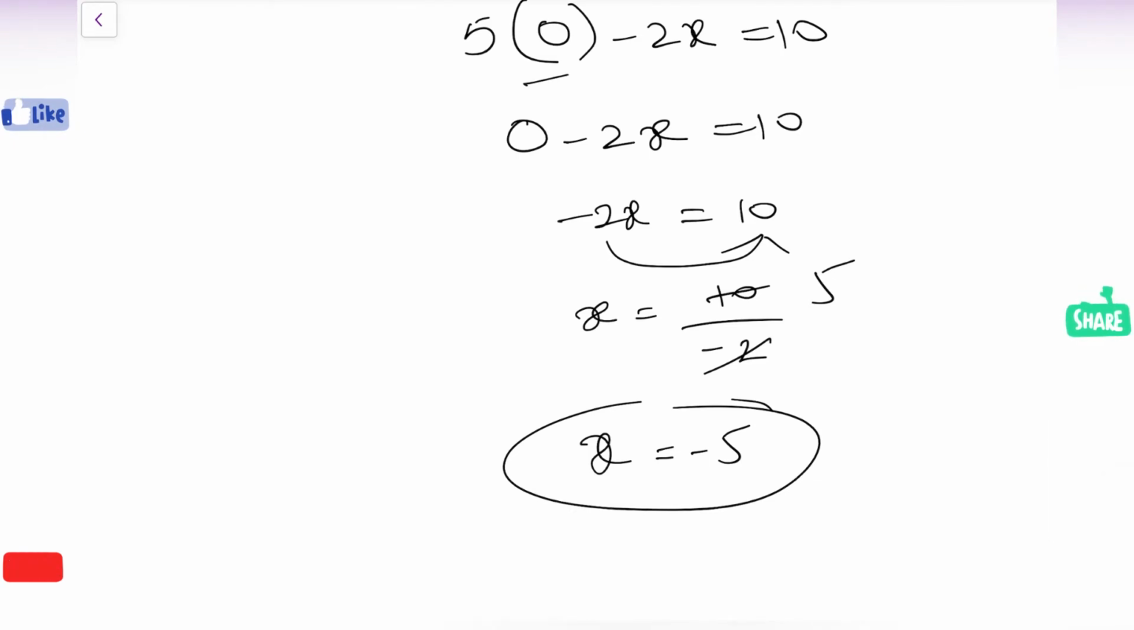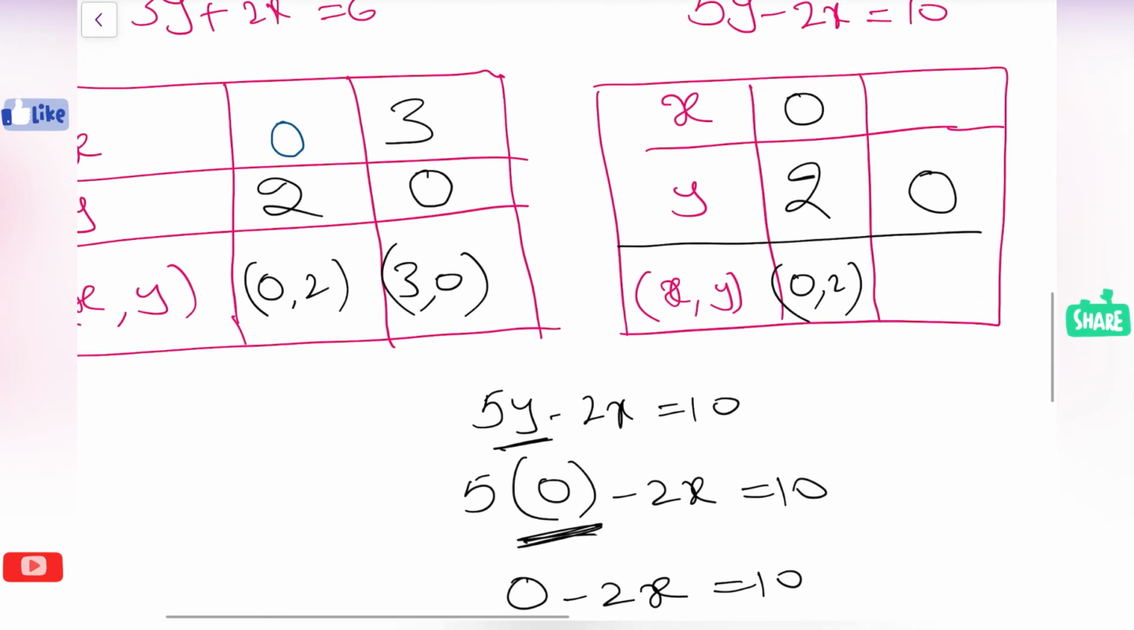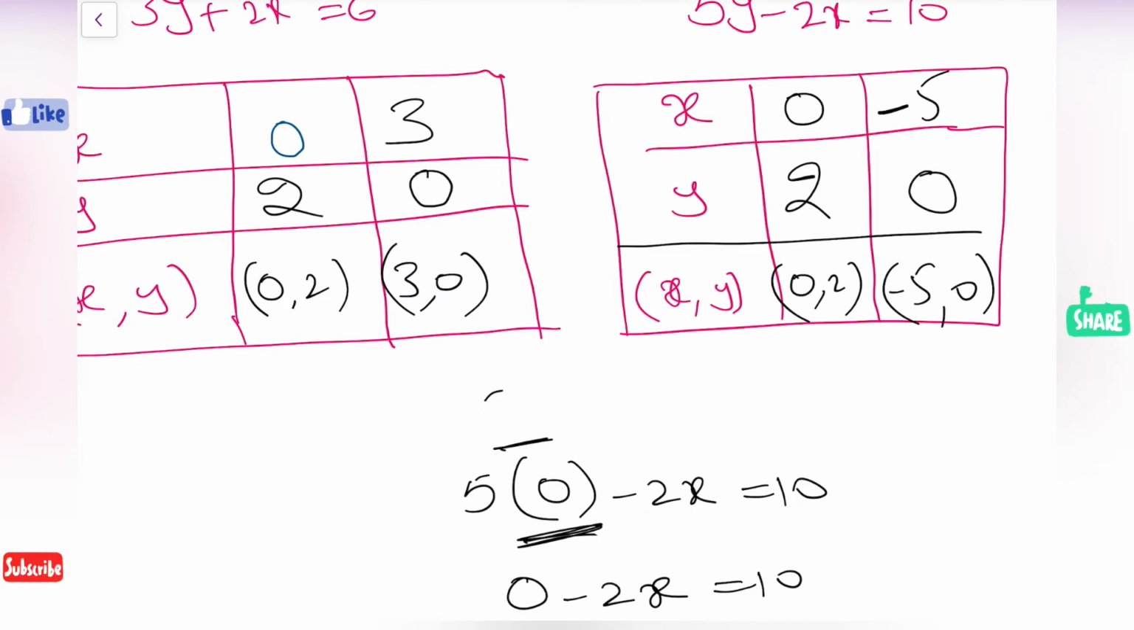When I substituted y value as 0, I got the x value as minus 5. So here, x value minus 5, y value 0. That can be written as minus 5 comma 0. So the first equation box as well as the second equation box are all completed. Now let us move to the graph.